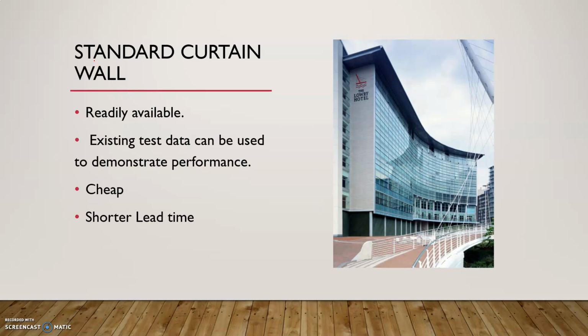Okay, so now we're going to look at the types of curtain walling. The first one is the standard curtain wall, and this one is readily available. Existing test data can be used to demonstrate performance, and it is cheap and obviously has a shorter lead time. So you can see this is a picture which is used standard curtain wall type.